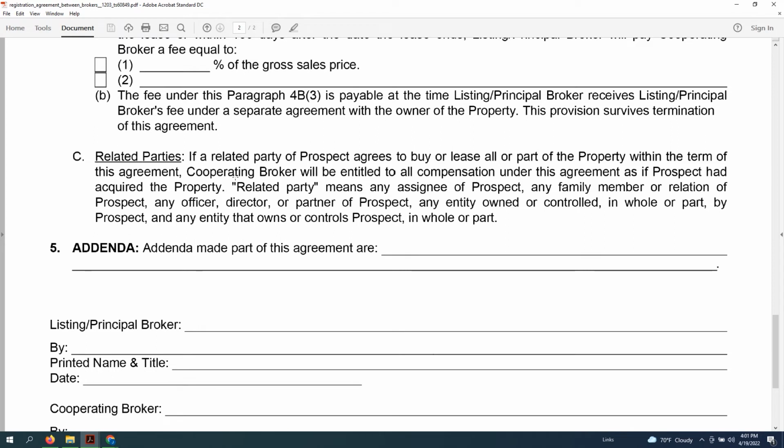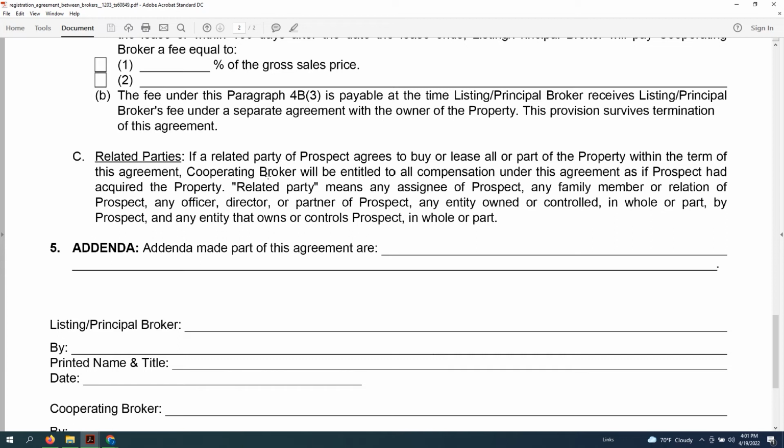Related parties: if a related party of the prospect agrees to buy or lease all or part of the property within the term of the agreement, cooperating broker will be entitled to all compensation under this agreement as if prospect had acquired the property. Related party means any assignee of the prospect, any family member or relation of prospect, any officer, director, partner of prospect, and so on. You get the point here.